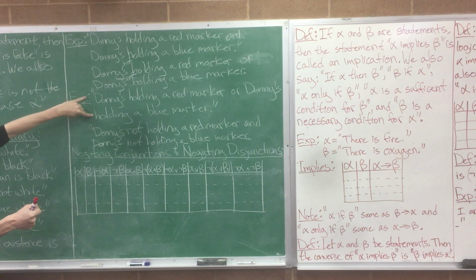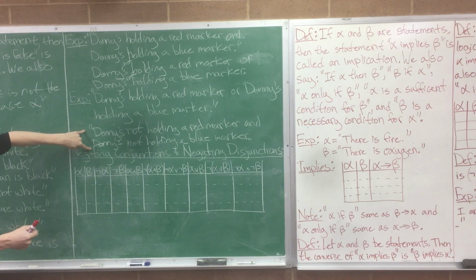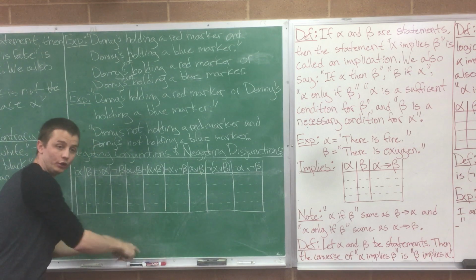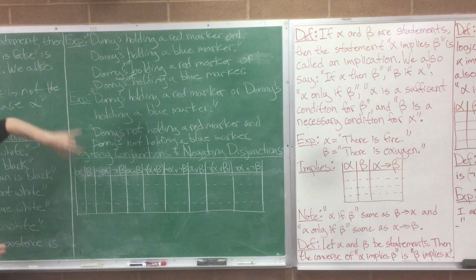Case where I'm holding just one of them. Donnie's holding a red marker. Donnie's holding a blue marker. Sure. Donnie's not holding a red marker and Donnie's not holding a blue marker. False. If I was just holding blue, it'd still be the same thing. Now I'm not holding either.